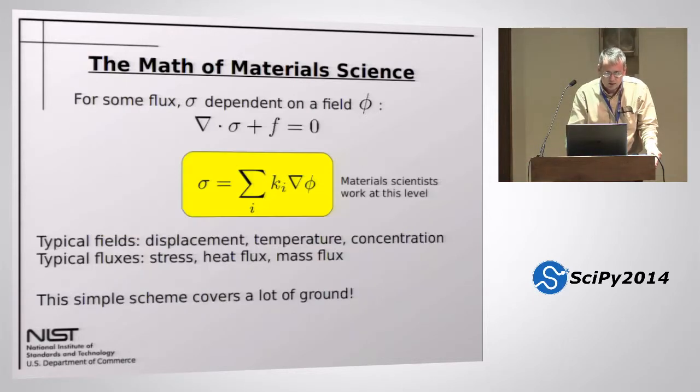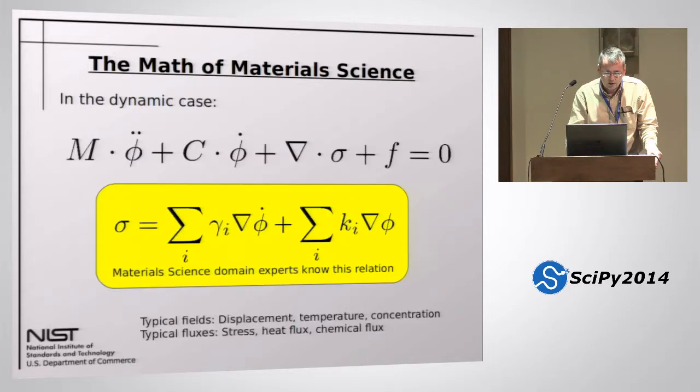And I didn't say, but should have, that the yellow box stuff, the constitutive relation, is really where material scientists live. If you ask them about a system, they will probably describe it in terms of the constitutive rule, maybe in terms of the microstructure. And again, I've reiterated here that typical fields are displacement for elasticity problems, temperature for thermal conductivity problems, concentration for diffusion and maybe reactivity problems, and the fluxes are mechanical stress, heat flux, chemical flux.